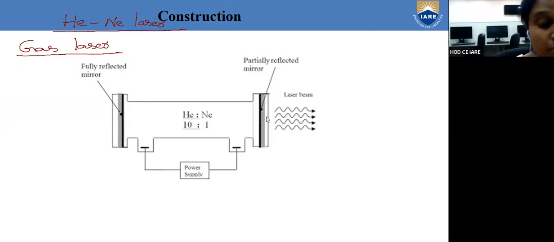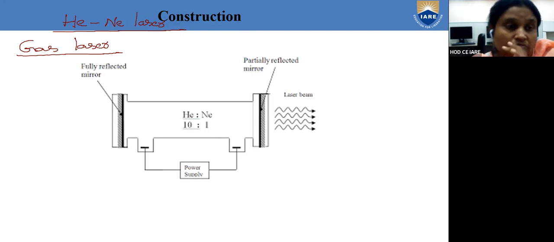Once you are done with this figure, I'll again give you the active medium, source of energy, as well as the optical resonator. We'll discuss the working in the next class, but at least take this construction of the helium neon laser. All of you copy this figure in your notes.